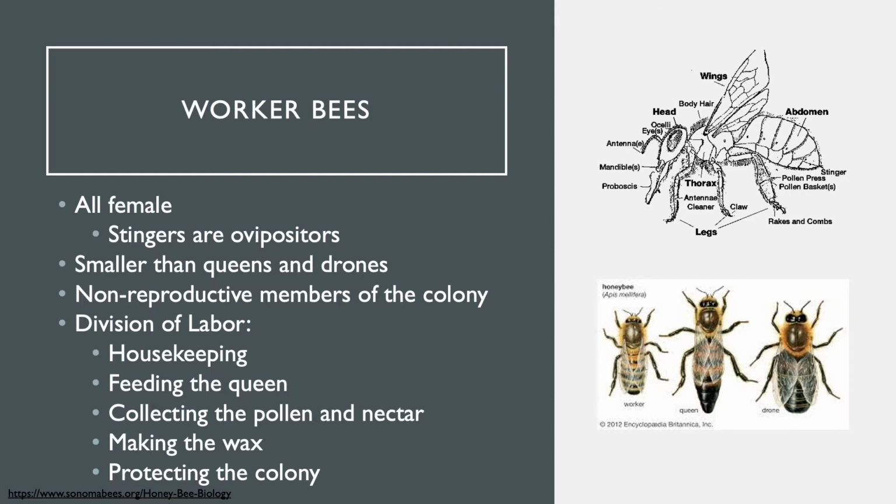These bees, as shown in the 2012 Encyclopedia Britannica picture, are noticeably smaller than the queen and the drones. The worker honeybee is always a non-reproductive female. Because of this, their ovipositors are used as stingers. Some of the different tasks a worker does includes the housekeeping, feeding the queen, collecting the pollen and nectar, making the wax, and most importantly, protecting the colony.